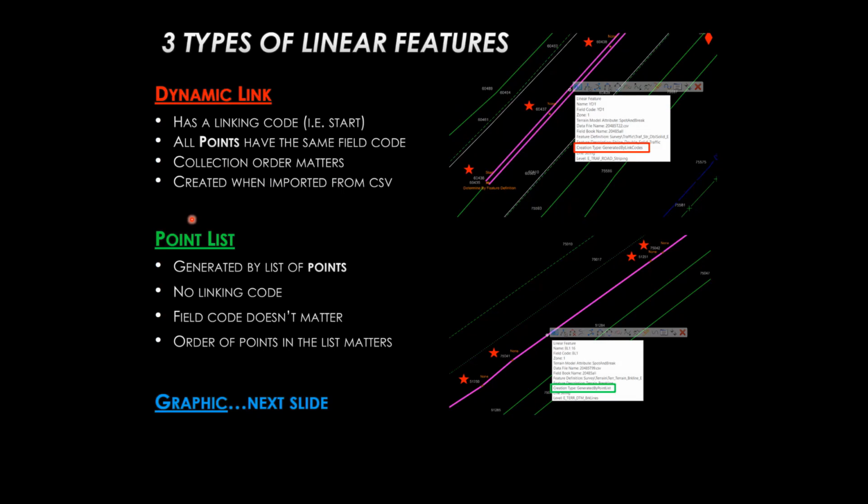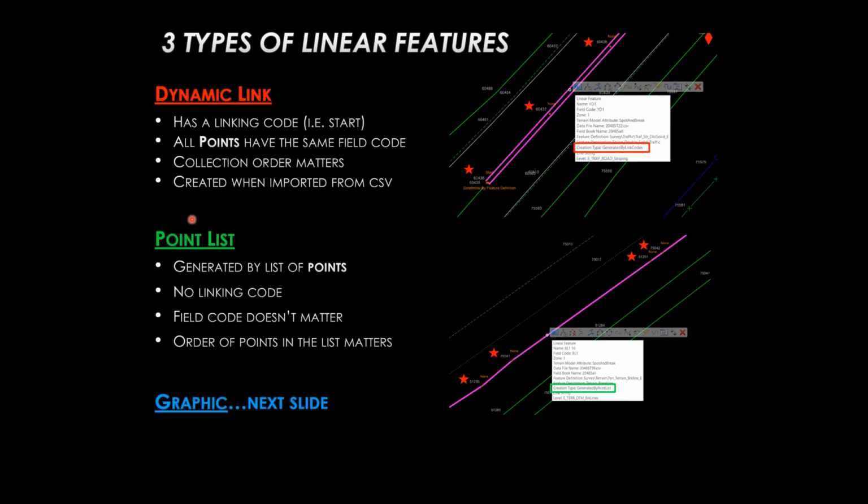So the second type of features are point list features. Point list features do not have linking or start codes, and the field code can be different on the points that make up a linear feature. You can also rearrange the order of the points as you want.